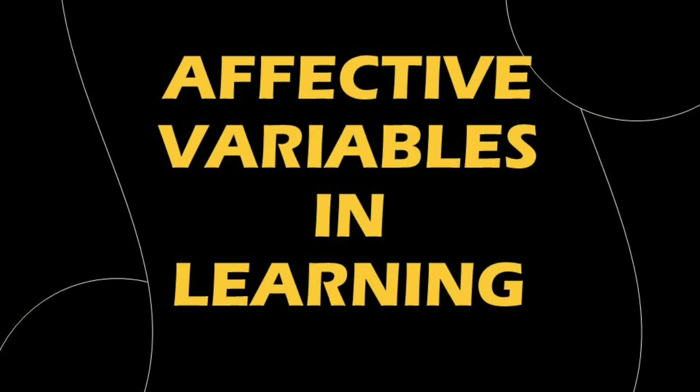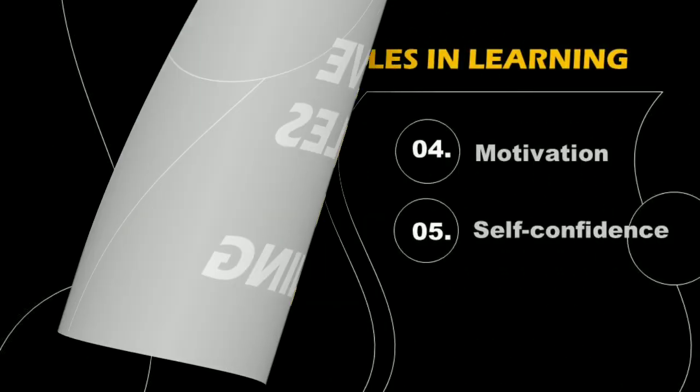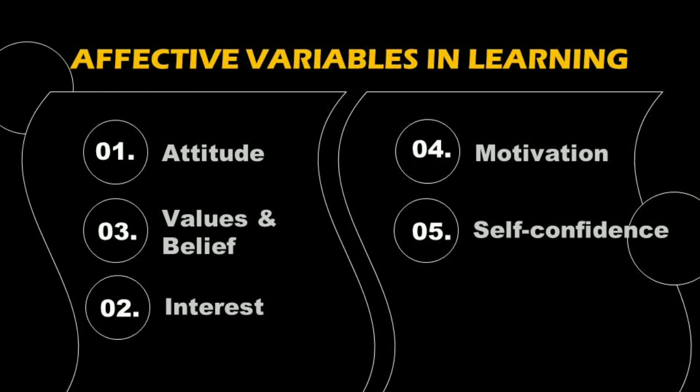Affective variables in learning. These are number 1, attitude. Number 2, values and belief. Number 3, interest. Number 4, motivation. And number 5, self-confidence.